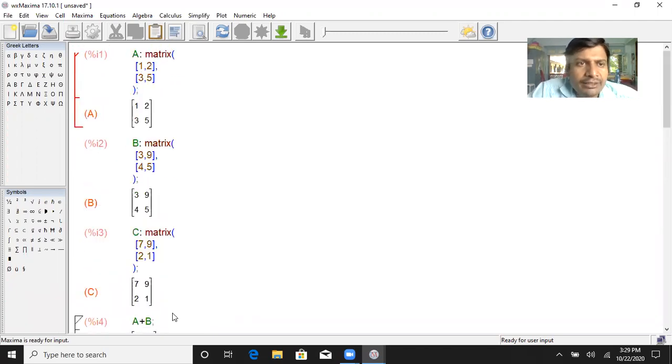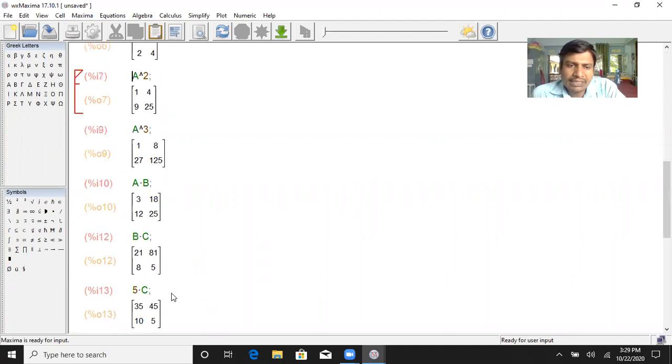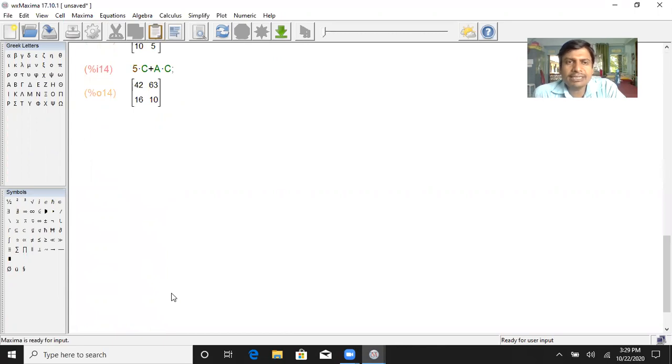Once again, I explain this one. First, we type the matrix. We go to algebra. After that, take a matrix A. Okay, then 2 row and 2 column. That is A equal to 1, 2, 3, 5. Then B equal to a matrix that contain 3, 9, 4, 5. Then C is another matrix, this is third matrix that is 7, 9, 2, 1. Next, go to operation that is addition. That is A plus B. Then A minus B, then B minus C, then 5 into C, then finally 5C plus A into C. That is AC. Okay.